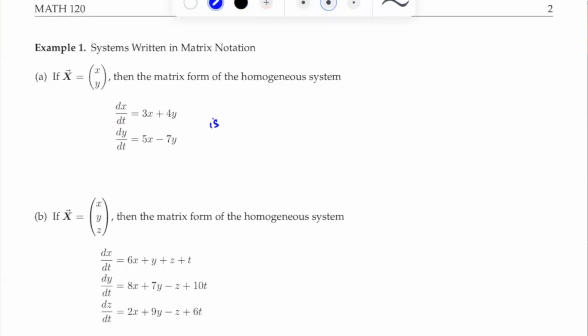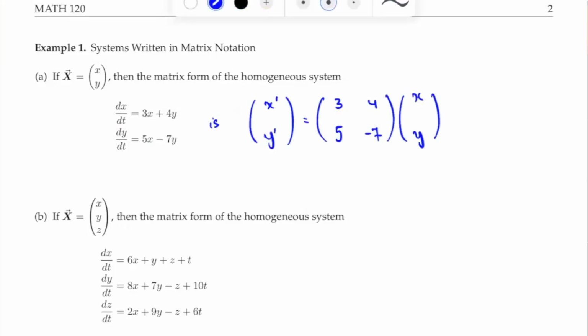So in terms of matrix vector form, if capital X is equal to (x, y), then the matrix form of the homogeneous system is, the left-hand side indicating the derivative: x prime, y prime, equal to the coefficient matrix multiplied with the dependent variables. For the coefficient matrix, you just take all the numbers in front of x and y. So I have 3, 4, 5, -7 times x and y. If you perform the matrix product between these two matrices, you will get back 3x plus 4y and 5x minus 7y. Or you can write this as capital X prime equal to [3, 4; 5, -7] times capital X.